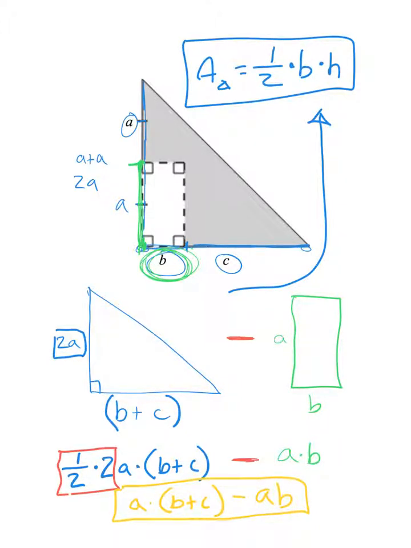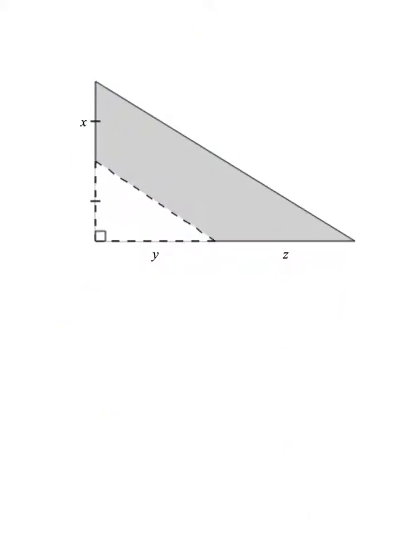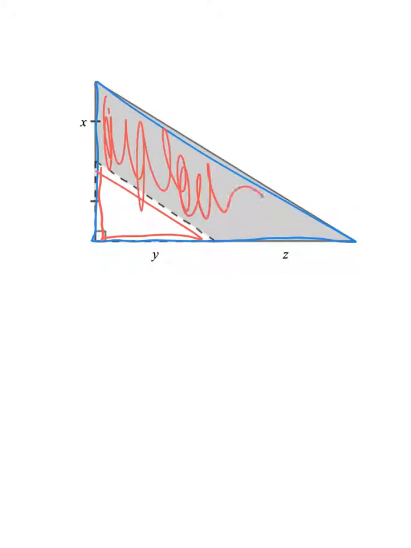Let's go on to the next one. All right, by now we should be getting the hang of how to do these. Again, what I'm going to do is take the area of this larger triangle and subtract out the area of this smaller triangle here. That's what I'm going to be left with, the shaded area here.